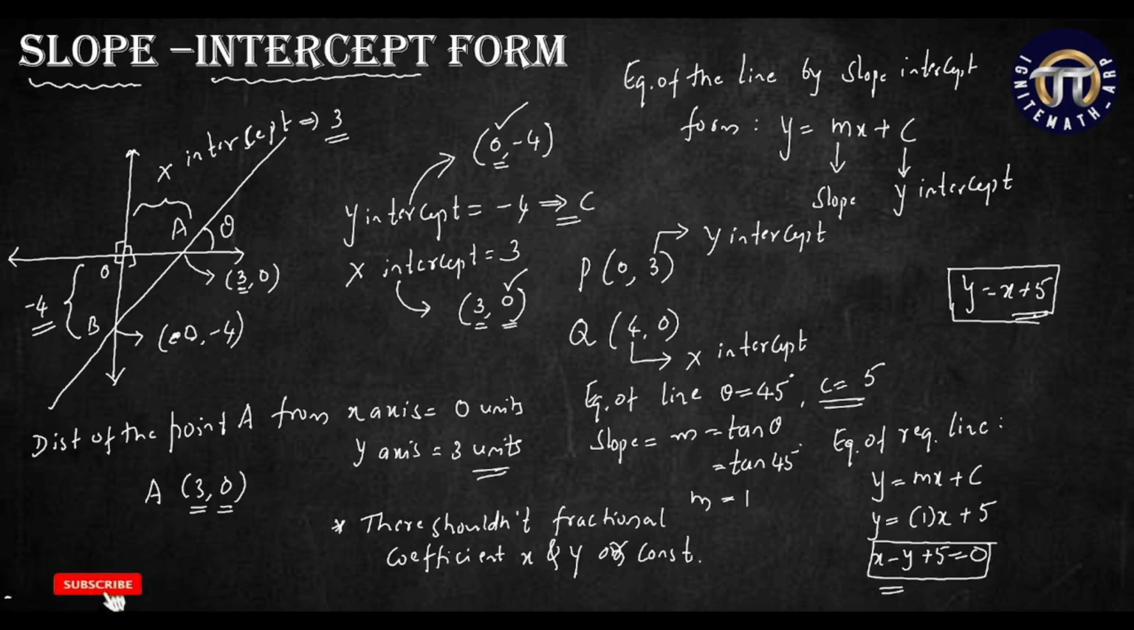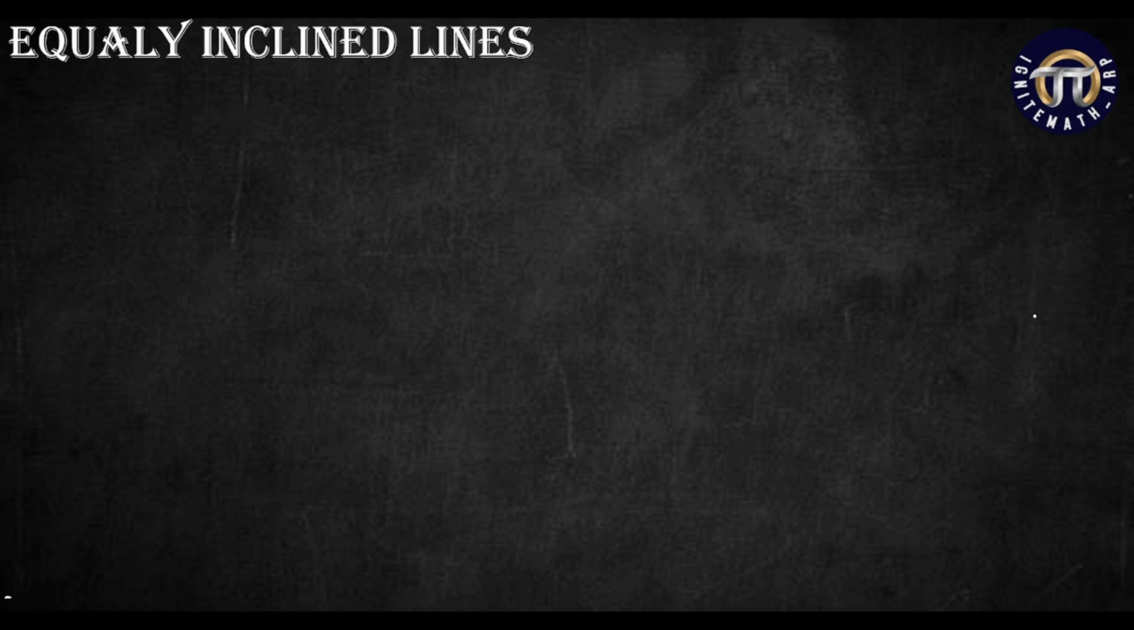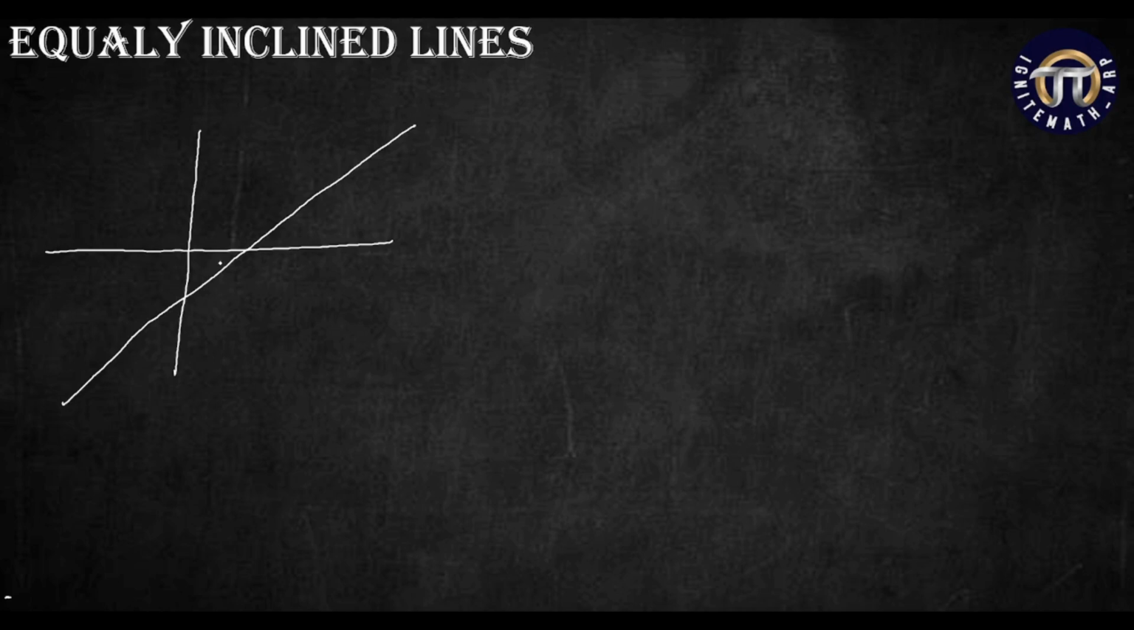Clear, children? Yes. Now let us study one more very important concept, that is equally inclined lines. What do you mean by equally inclined lines? Whenever the coordinate axes are like this, suppose I am drawing a line like this, it is making equal intercepts. I can say the x-intercept and y-intercept are the same. So then theta would be 45 degrees for this line. Only then can I say this line is equally inclined with the x-axis and the y-axis.